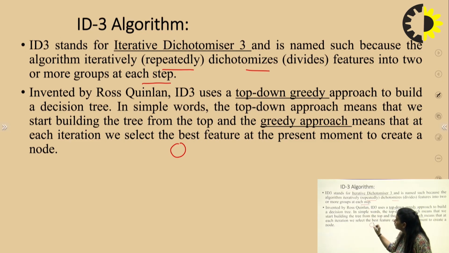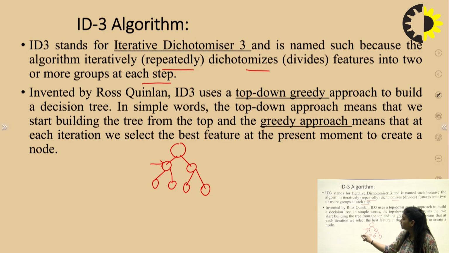Suppose we have a root node and further nodes. At each node, data is divided on the basis of some criteria. And that is why we are saying that ID3 repeatedly divides the features into 2 or more groups at each step.